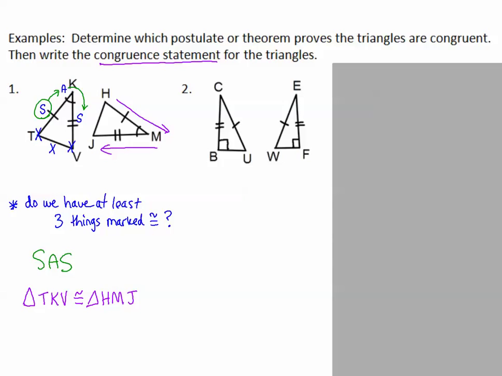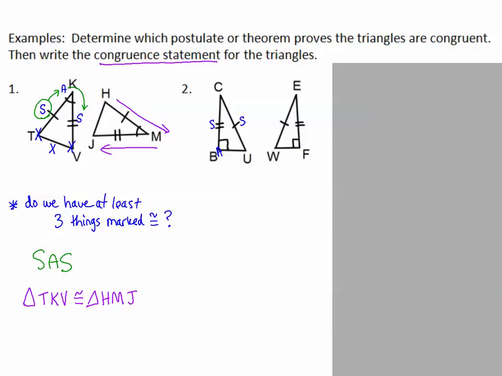If you'd like to walk through it together, I'll do that now. So first thing I ask myself, do I have at least 3 things marked? Side, side, and an angle. Congruent to a side, and an angle. So I have that. Next, let's label everything we have marked. A side congruent mark, a side congruent mark, and an angle congruent mark. Now this one is a right angle, but it's still a mark that's the same as this one. So it's still an angle mark.